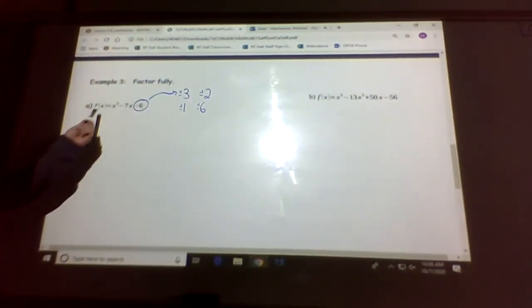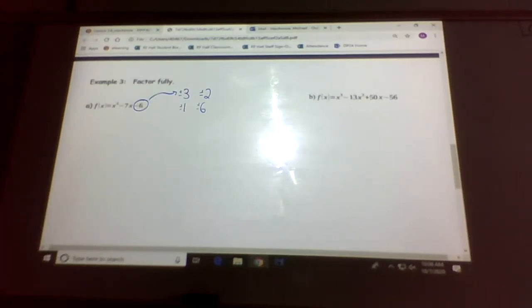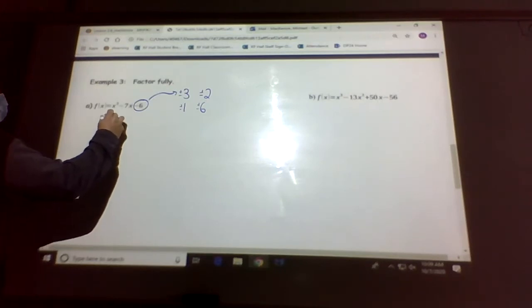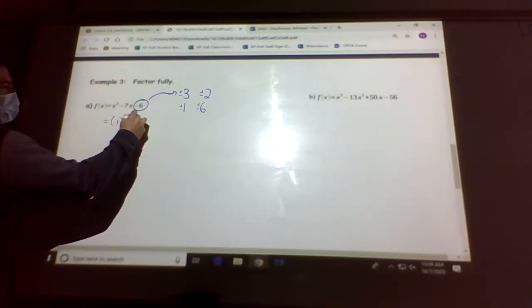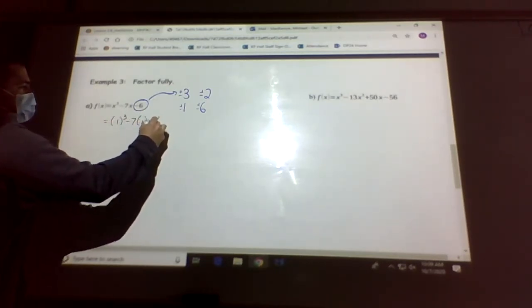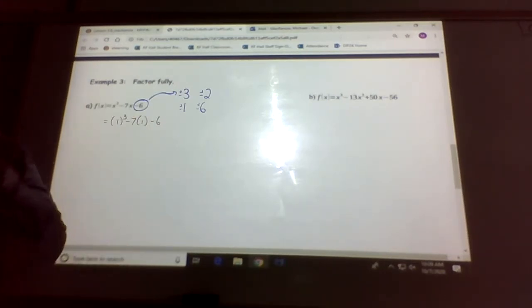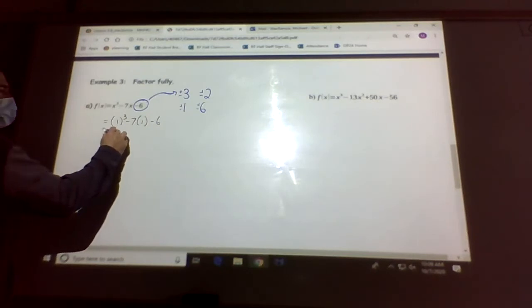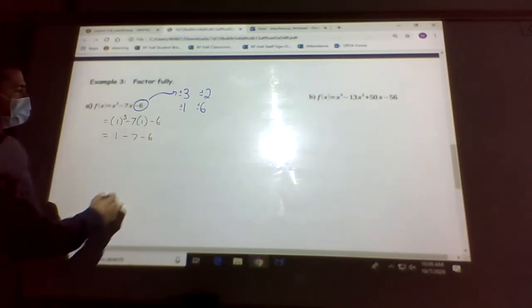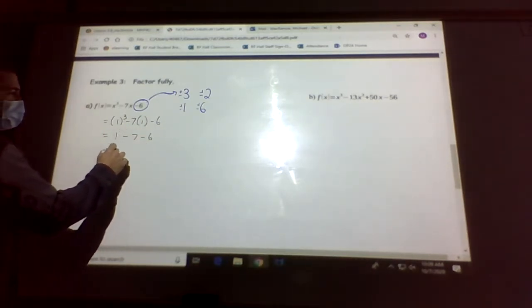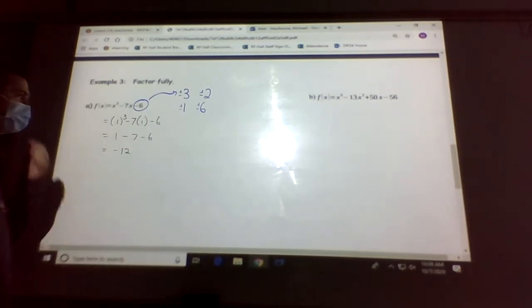We're going to plug in 1 into the equation. If our answer is 0, then we know that is a factor. So let's plug in 1. I have 1 cubed minus 7 times 1 minus 6. Some of you can probably do it in your head or in your calculator. So I get 1 minus 7 minus 6. Well, that one's not going to work. That gives me negative 12. So 1 doesn't work.